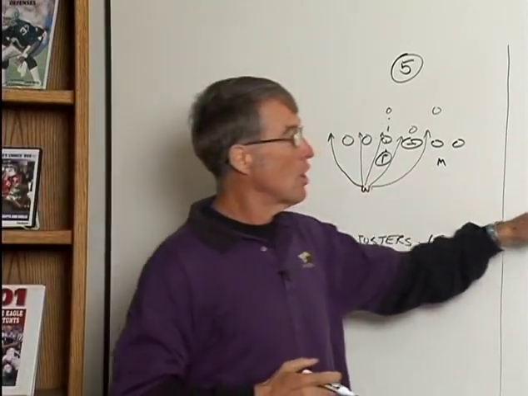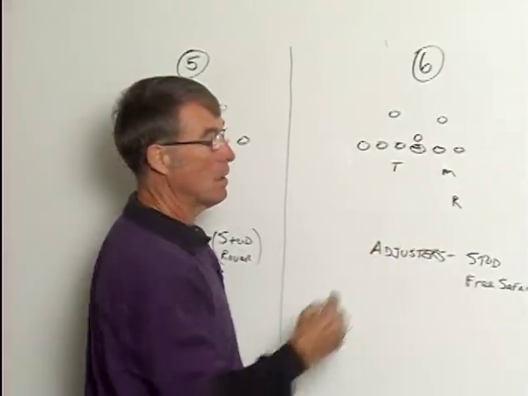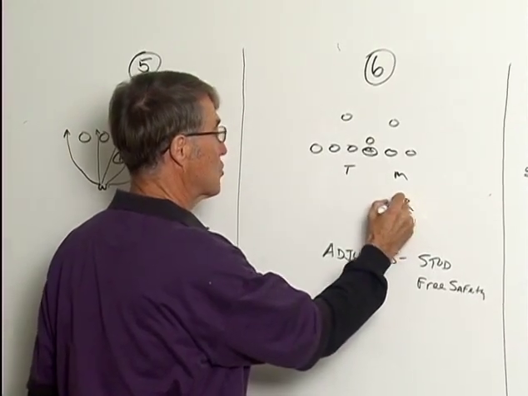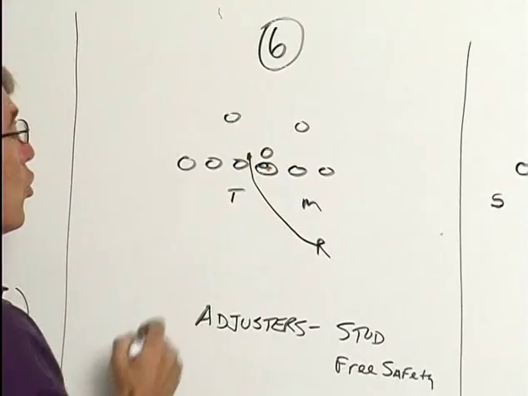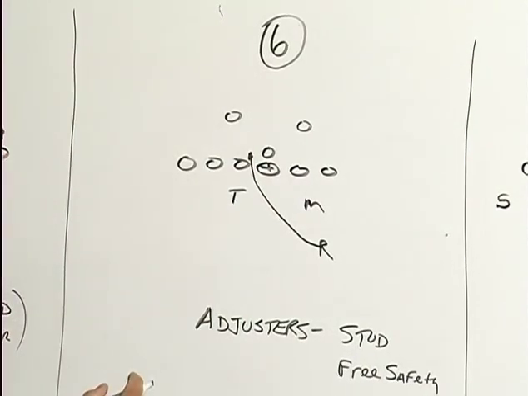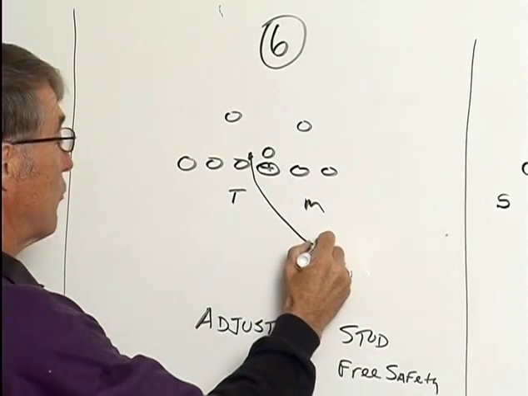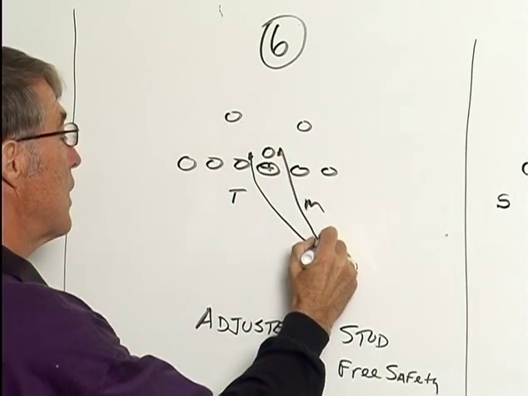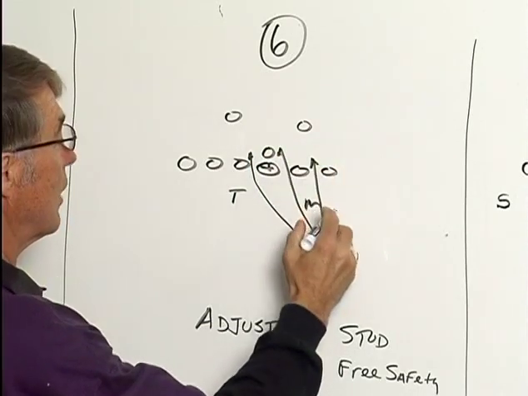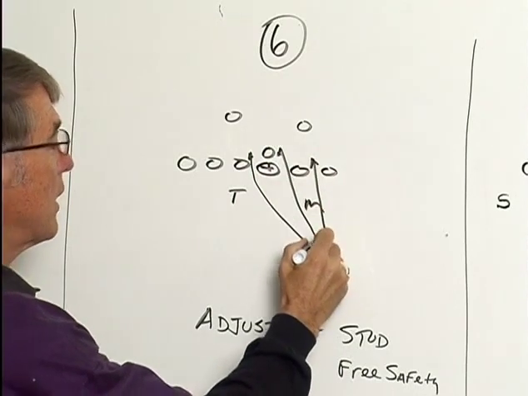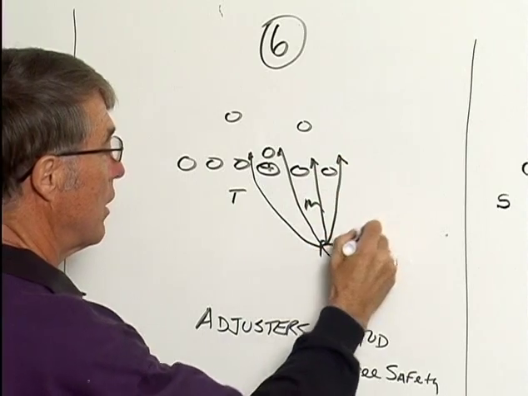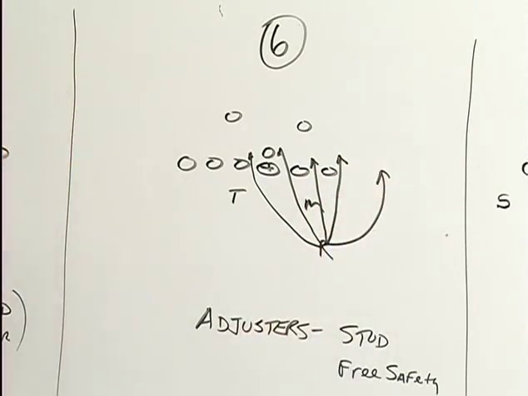Now, when we go cover six, we're blitzing our Rover backer. So if we're going all the way across with Rover, we would call it Rex. If we were going into the A gap, it would be Ram. If we're going into the B gap, it would be Reb. If we're going into the C gap, it would be Rack, and if we're going into the D gap, it would be Ride.